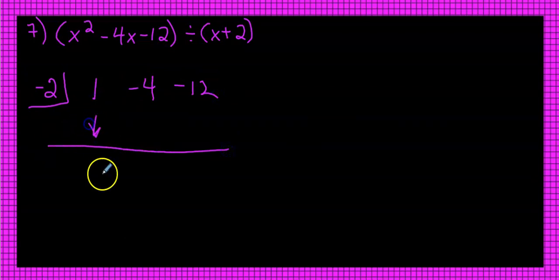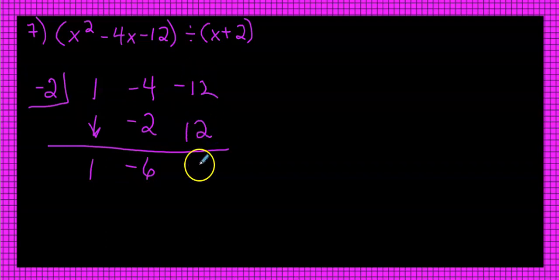Drop that first one down. Start multiplying and combining. You don't have to change these to the opposites here. You just combine them. -2 times -6 is 12. When we combine these, we get 0. So we have a 0 remainder. This is our constant, and this is our x term. So our answer is x minus 6.